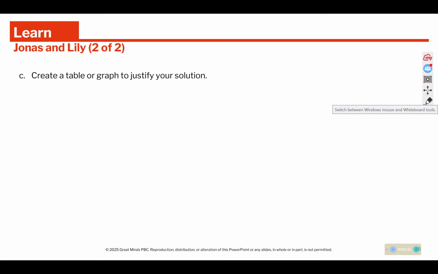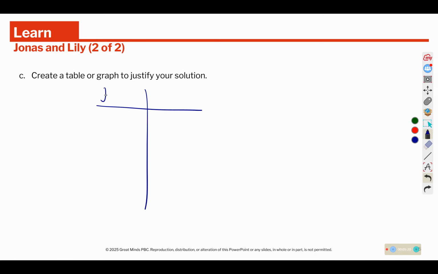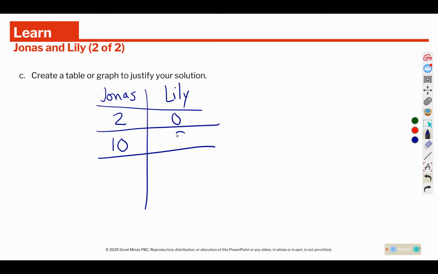Create a table or graph to justify your solution. So we could create that table if we had Jonas's age and Lily's age. Well, when Jonas is 2, Lily is 0. When Jonas is 10, Lily is 8. And when Jonas is 20, Lily is 18. So this doesn't go through the origin.